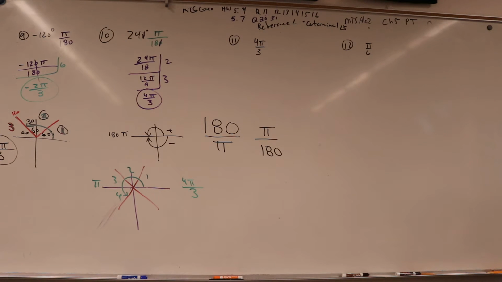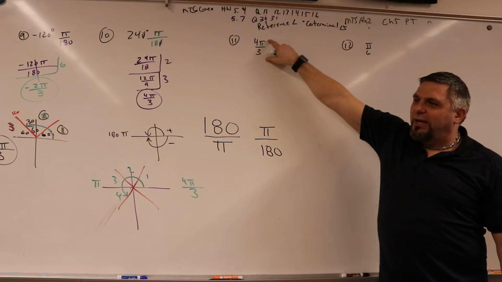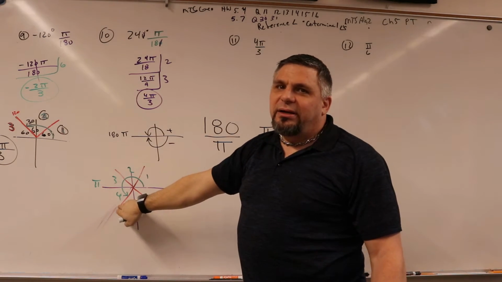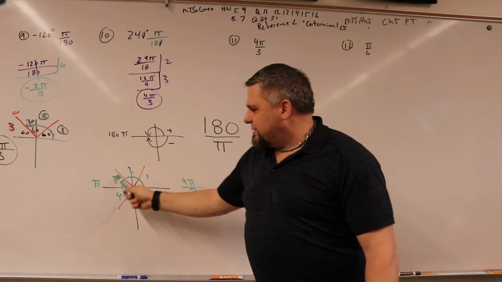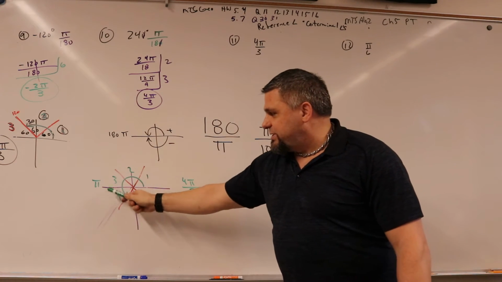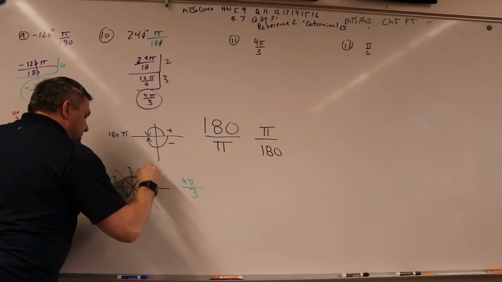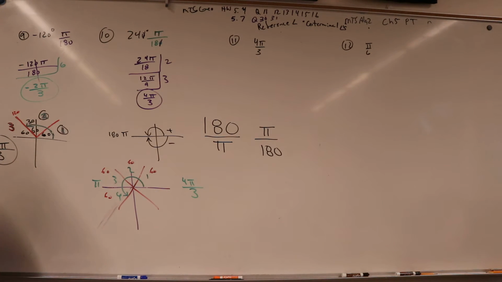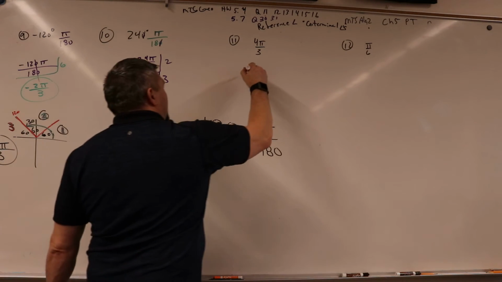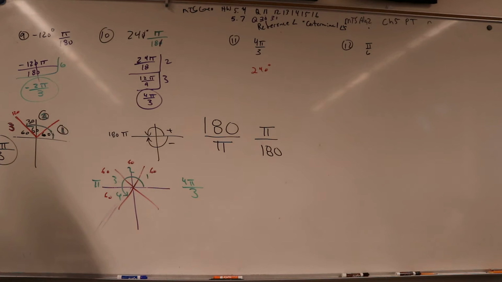And that works here too. Look, this is the same one, 4 pi over 3. You would look at it the same way. You could break this up into 3 pieces and go 4 pieces. Well, how much is each piece if we break it up into 3 pieces? Each piece is going to be 60. So what is 6 times 4? 24. So we know that that's 240.